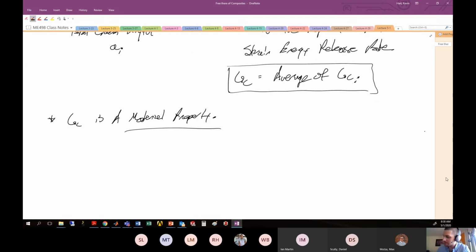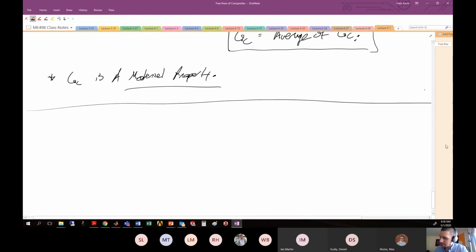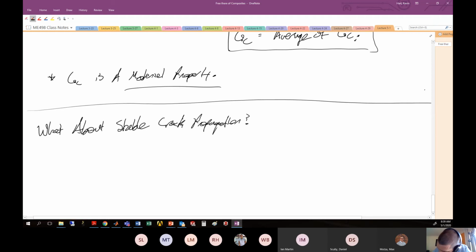But what happens if you don't have stick slip behavior? What happens if you have a stable propagation? Now, what about stable crack propagation? All right, so let's look at that.